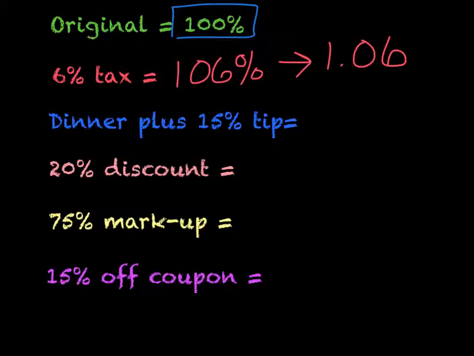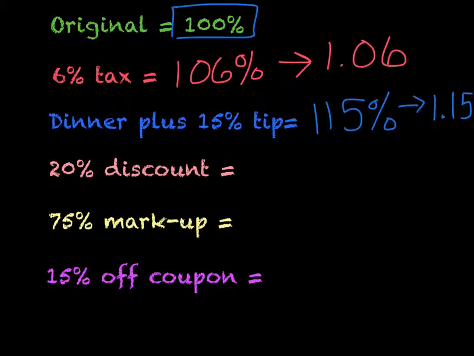Let's say I went to dinner and I'm going to pay 15% extra for a tip. Well, that's something extra. That's an increase. So 100% will be my dinner plus the 15%. That is going to be 115% of the original. Move my decimal 2 places to the left. In decimal form, that would be 1.15.